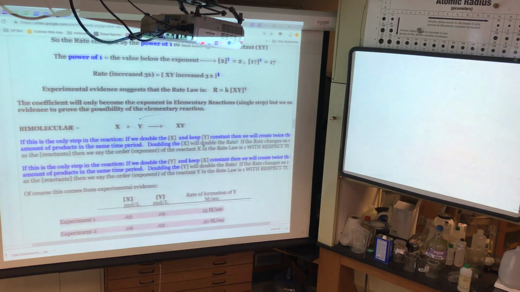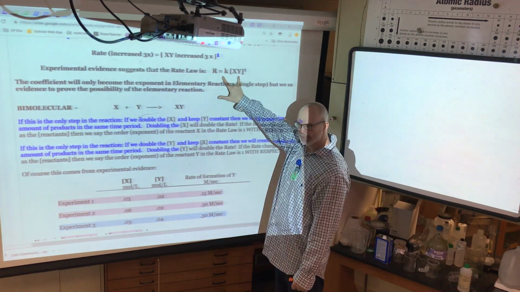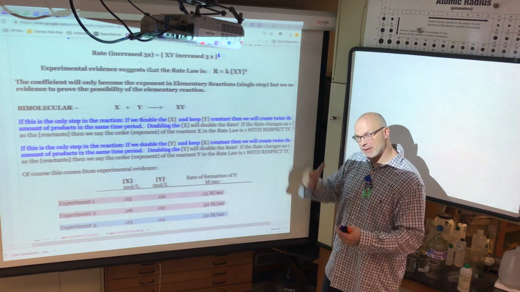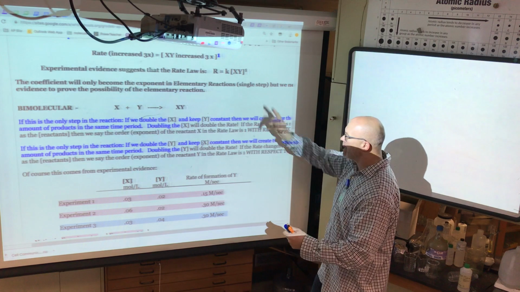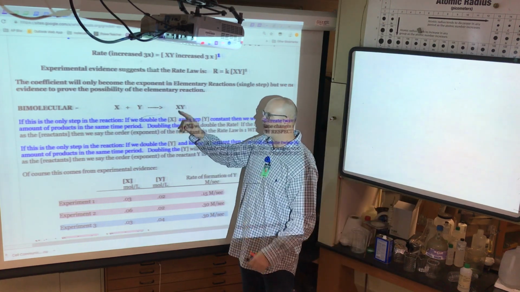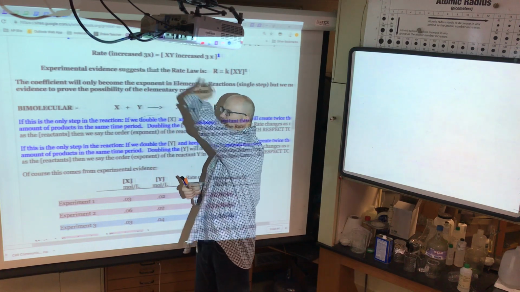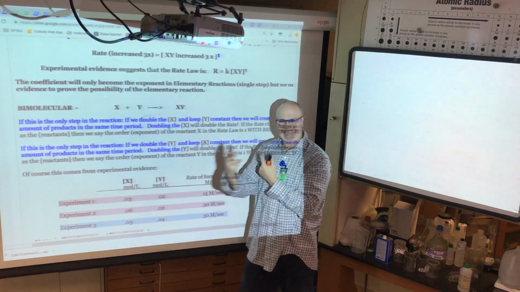And so what does the experimental evidence suggest? That that's my rate law. And that's the coefficient, so it gives me some evidence that that could be a one-step reaction. We never know for sure. Here's a new one, bimolecular. That was unimolecular, and unimolecular is easy to understand when you have a radioactive element decaying.